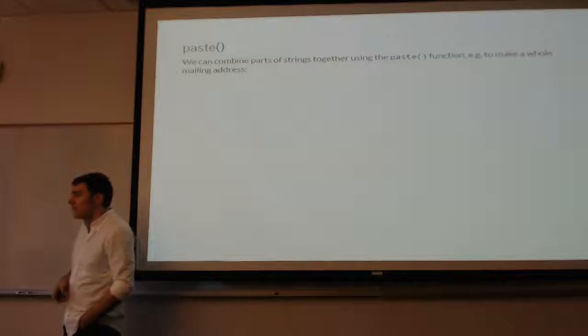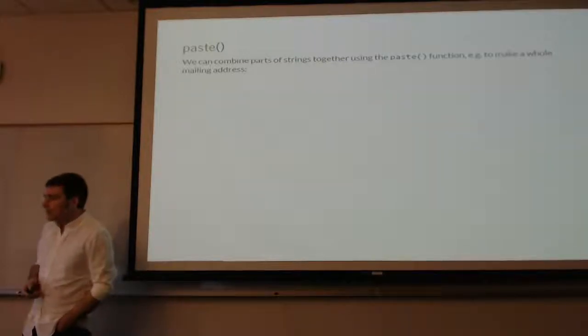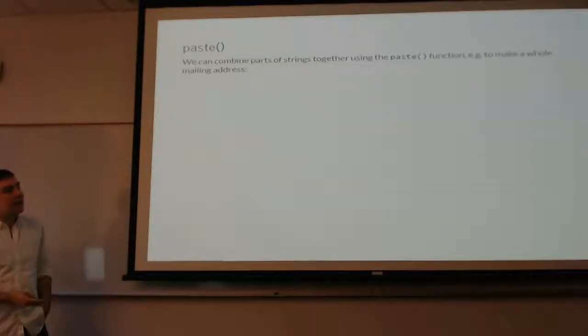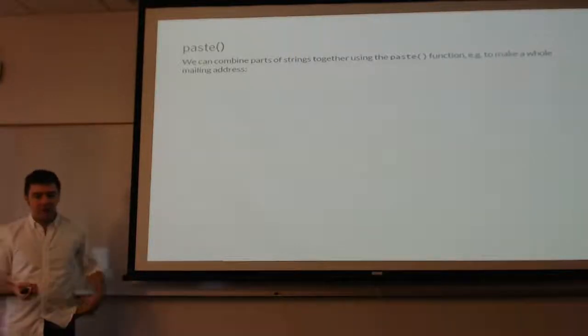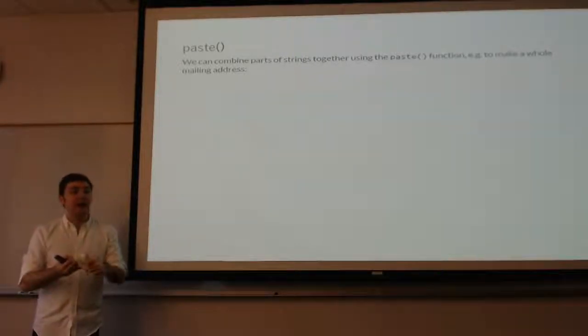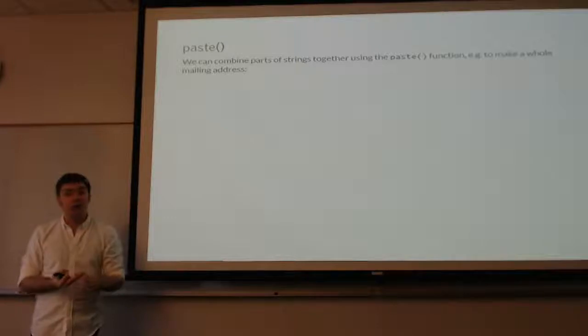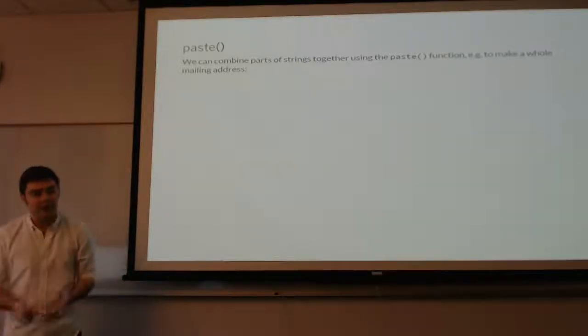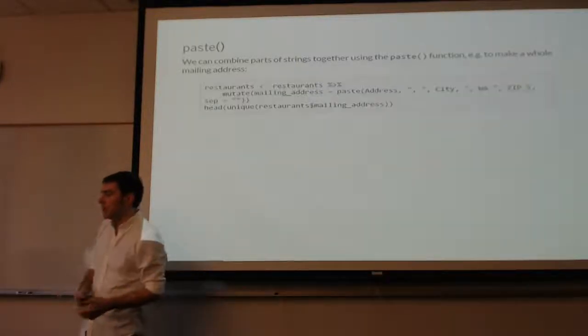Okay. Paste we've used a lot in this class. Let's say what we want to do is, with all these data, we have columns for things like their street address, the city they're in, the zip code. Let's say we want to produce a full mailing address for everything in this data set. We could do something like this.